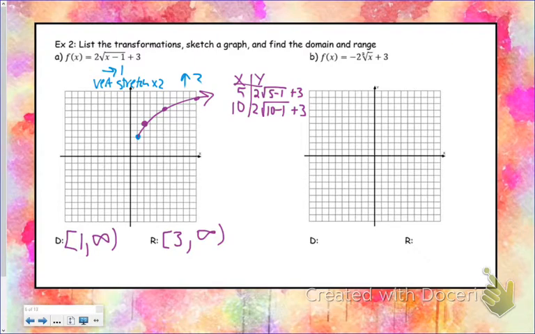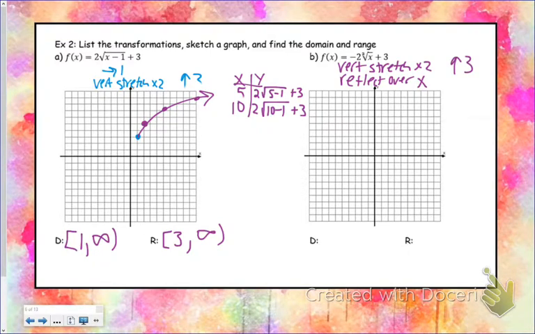All right, so now let's look at B. First thing we're going to do is list our transformations. This graph is going up 3, and it has a reflection and a vertical stretch. So a vertical stretch by 2, reflect over the x, because it's up and down, and then it's going to go up 3.